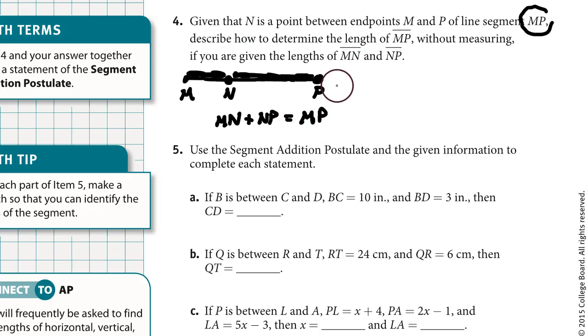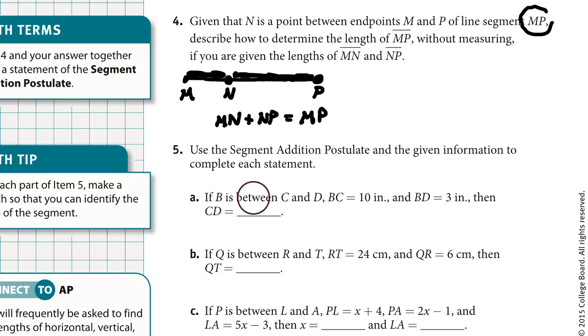That problem and problem 3 right before illustrate what segment addition means. What does it mean to add two segments together? So number 5, use the segment addition postulate and the given information to complete the statement. Question A, if B is between C and D, and BC is 10 inches, and BD is 3 inches, then how long is CD? For a problem like this, it helps to draw what this is talking about.